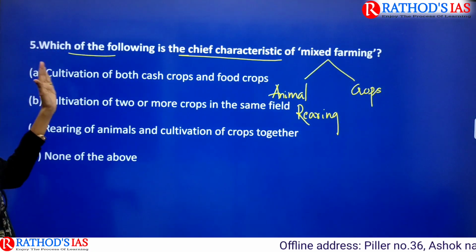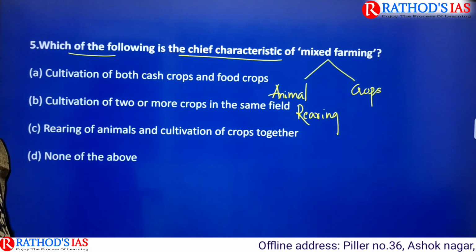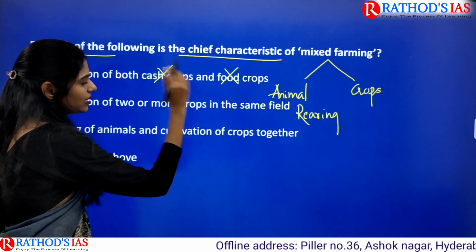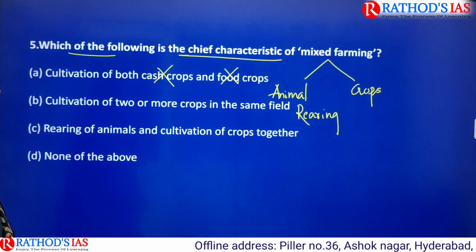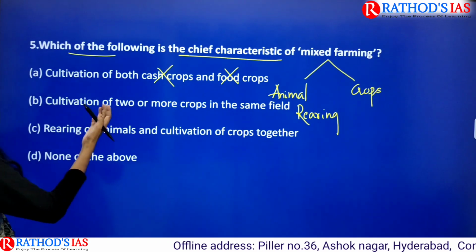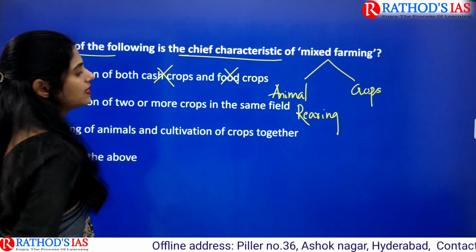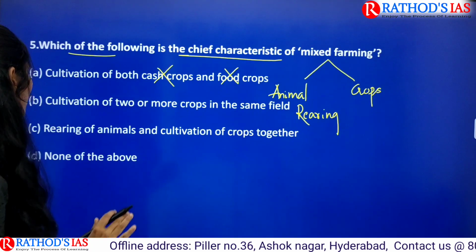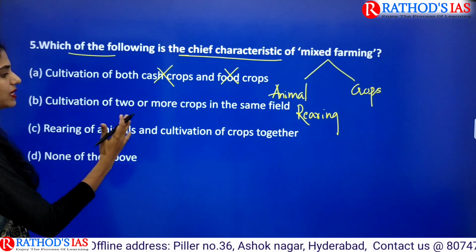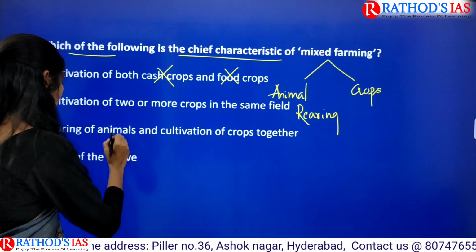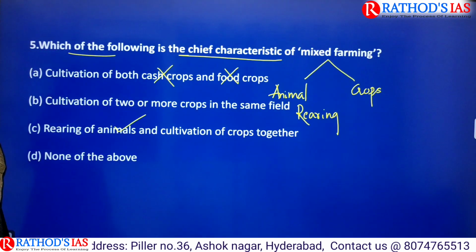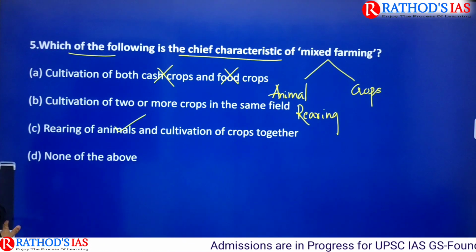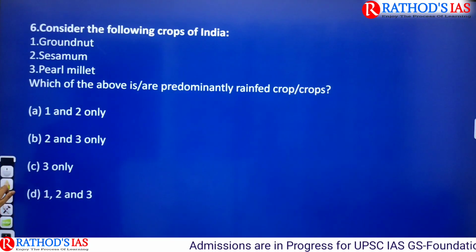Option A is cultivation of both cash crops and food crops. Don't confuse it with cash crops and food crops; it is growing of crops and animal rearing. The next one is cultivation of two or more crops in the same field. That is not this concept; it is called multiple farming. And the next one is rearing of animals and cultivation of crops together. Yes, this is the correct option for your question.